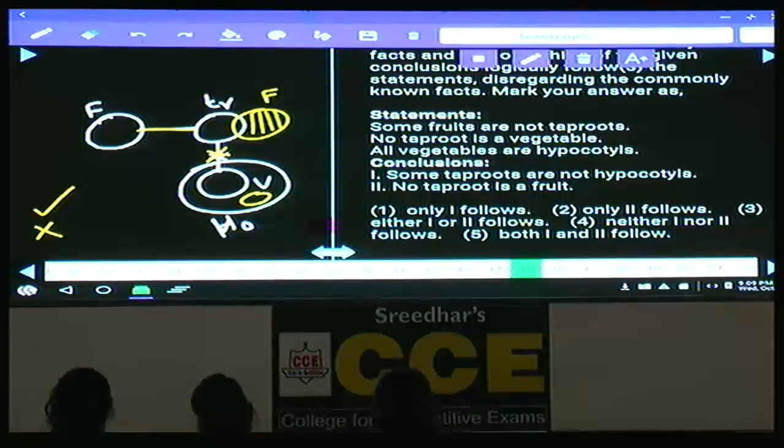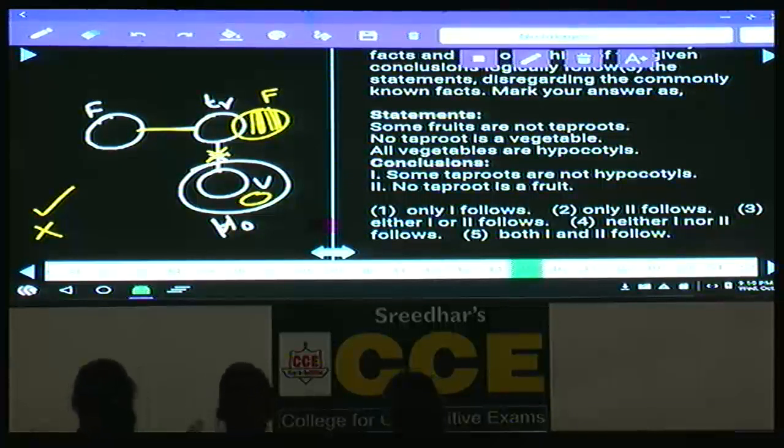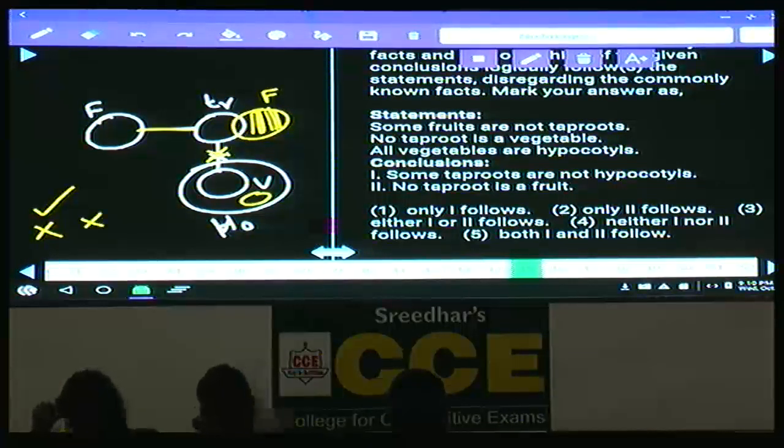Some not means only some part cannot be intersected, isn't it? These are the fruits which are not taproots. Till I can make some taproots are not fruits by proving some of the taproots are fruits. Done? Hence what is your answer here? Neither one nor two, that is choice 4. Question number 45, it is choice 4.